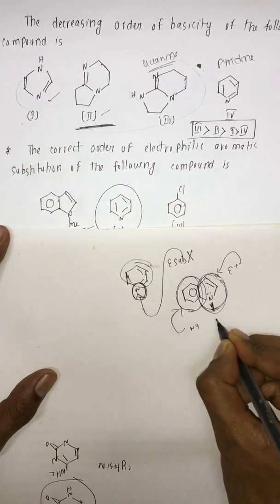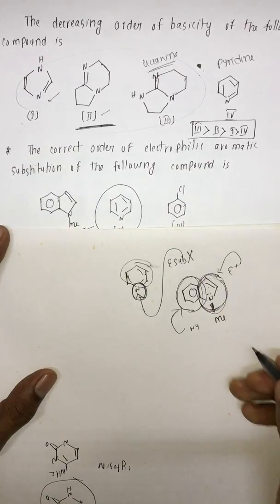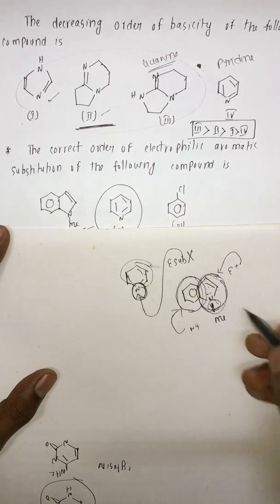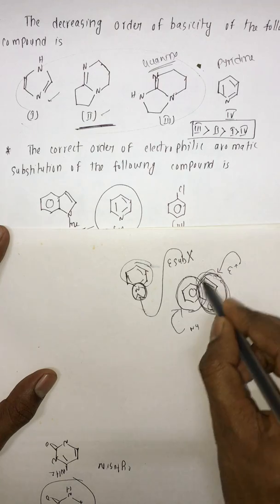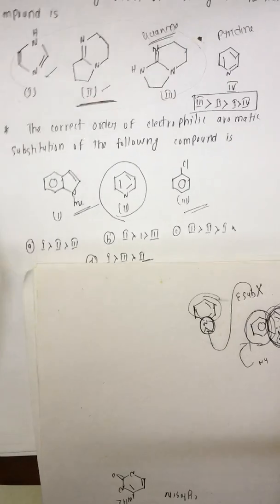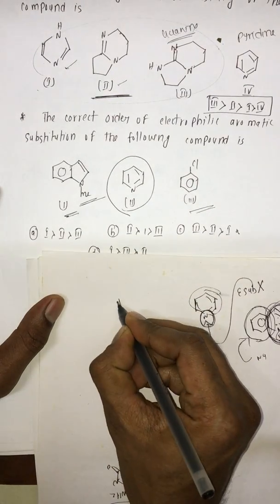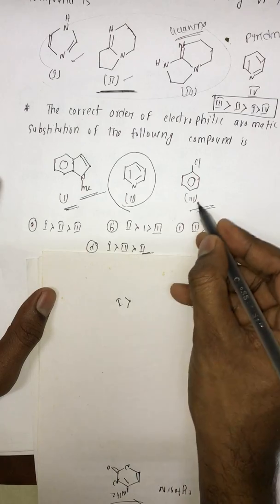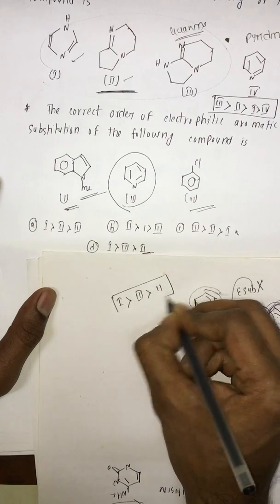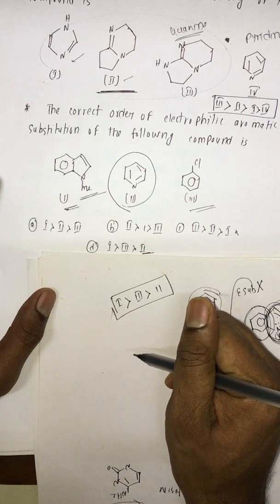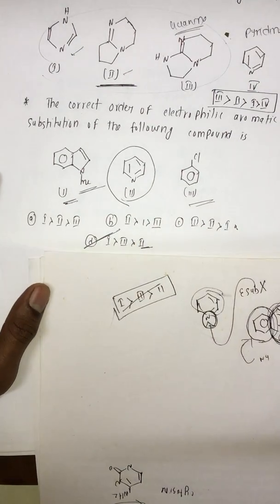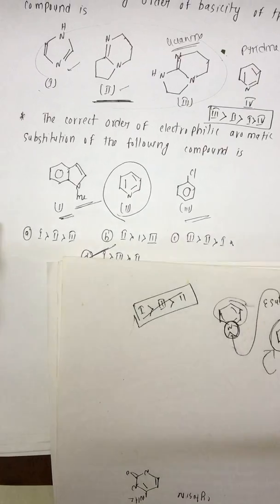So when we have N-methylated, after methylation of this NH hydrogen, the electron density of this pyrrole ring further increases. Because of that reason, electrophilic aromatic substitution is very fast in the case of the first one, and the second option will be third, chlorobenzene, and last will be pyridine. So this is the correct answer. D will be the correct answer for this question.